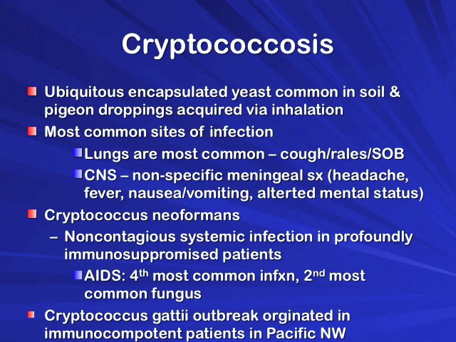So we think about Cryptococcus neoformans as being the problematic species here. This is a non-contagious systemic infection in profoundly immunocompromised patients, such as end-stage AIDS patients, but we can also see it in solid organ transplant or in allogeneic stem cell transplant patients. But now we have to be aware that there's a new kid on the block, and that's Cryptococcus gattii, and it started as an outbreak among immunocompetent patients in the Pacific Northwest, and it's been making its way across the country since. And we've actually seen one case of Cryptococcus gattii meningitis.